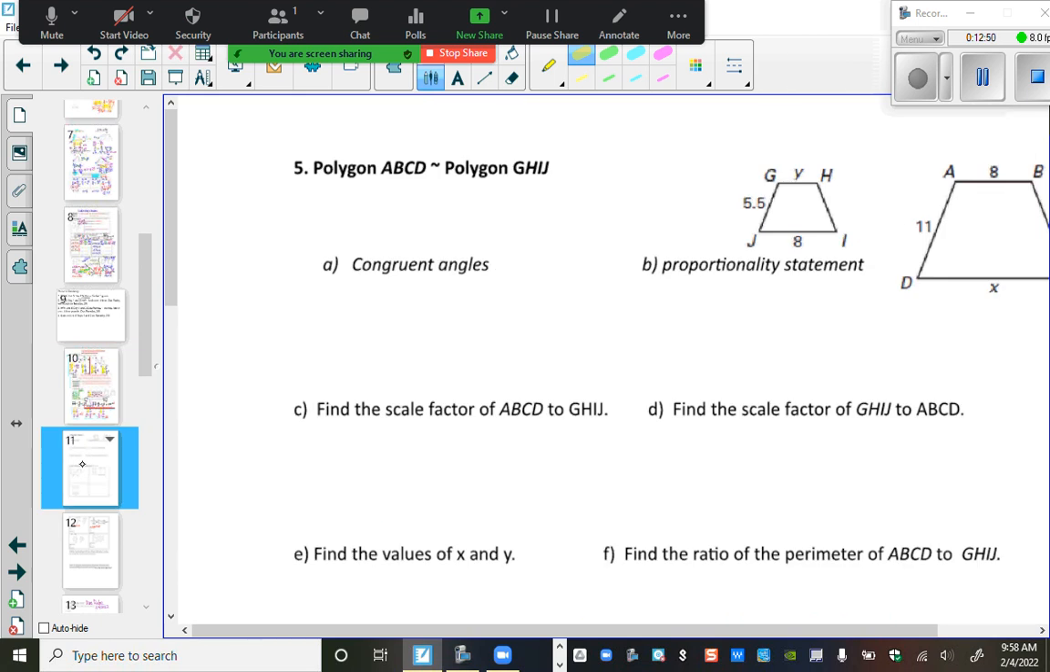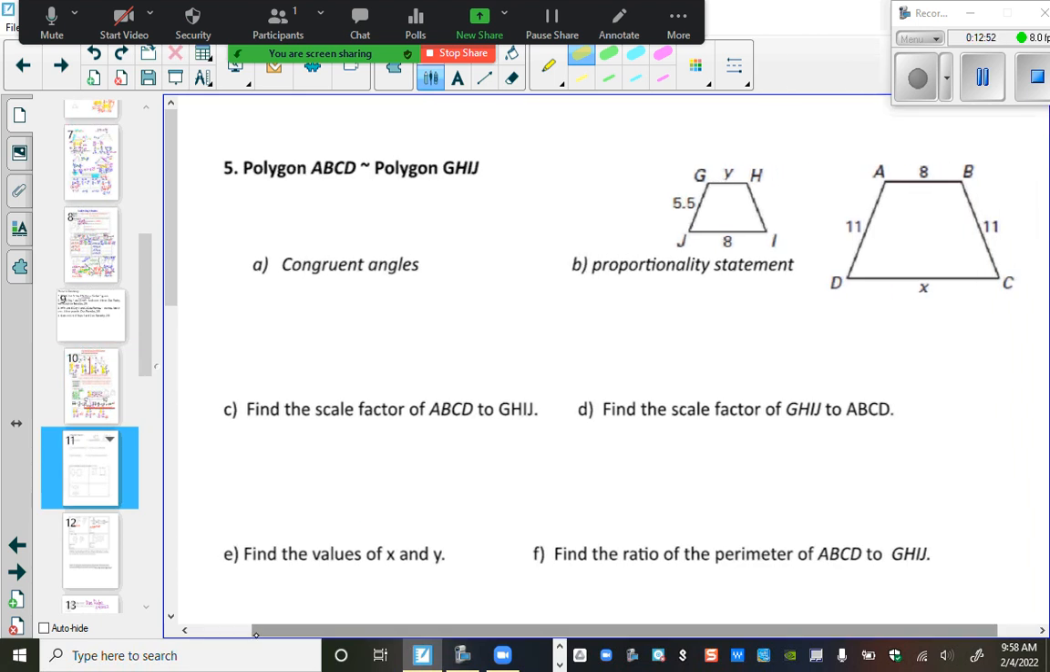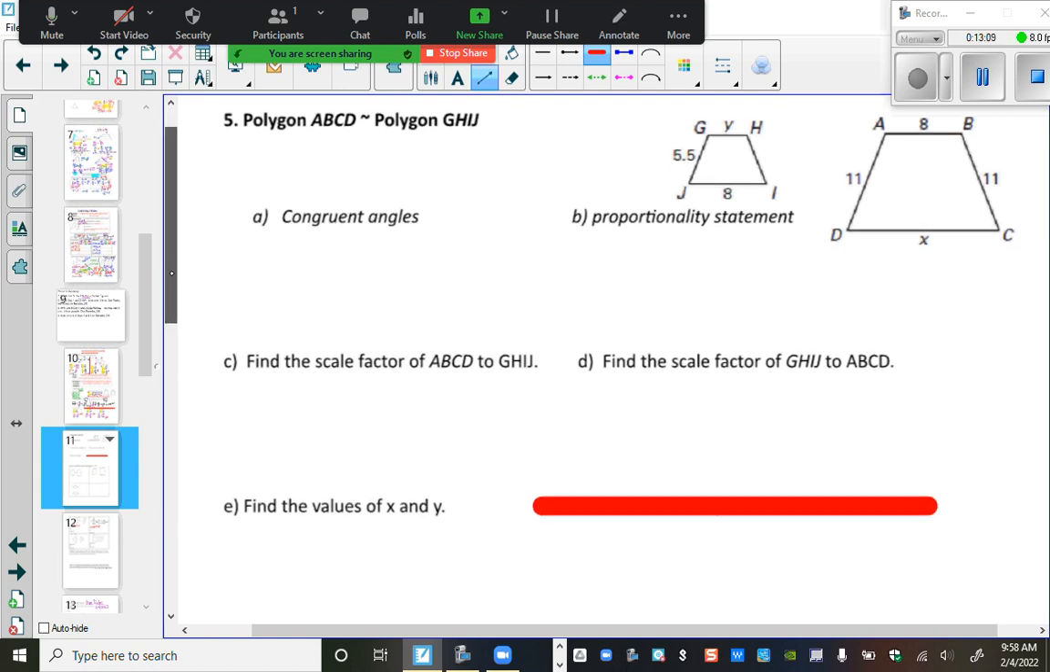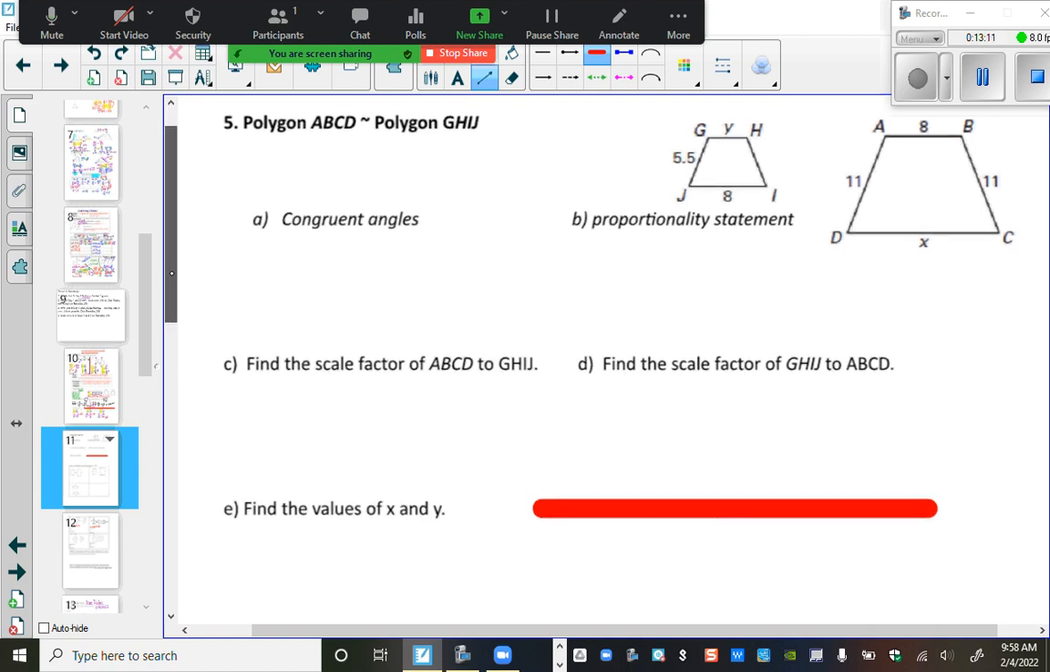All right. Now, similar to number 4, cross out problem F. We're not going to do that. First thing I want you all to do, list your angles.